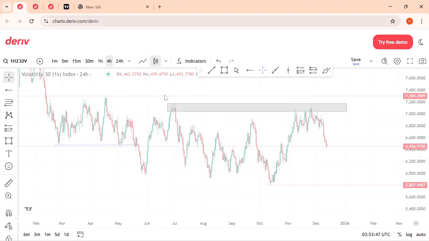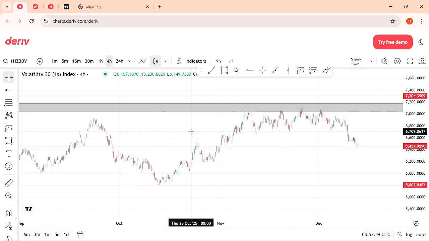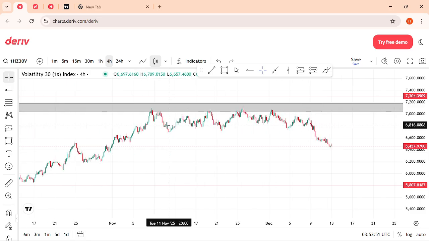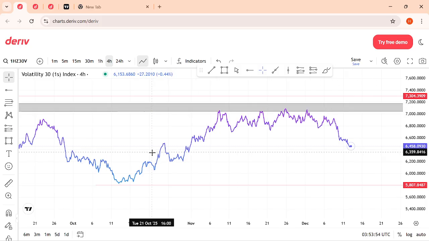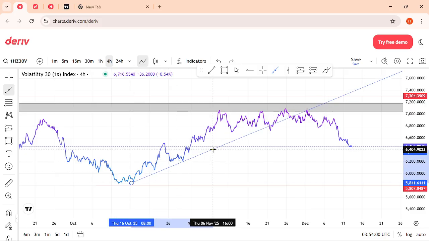Then we would simply do what? We'll go to the 4 hours time frame. On the 4 hours time frame, we would simply go to our line graph and we'll plot our trend line.